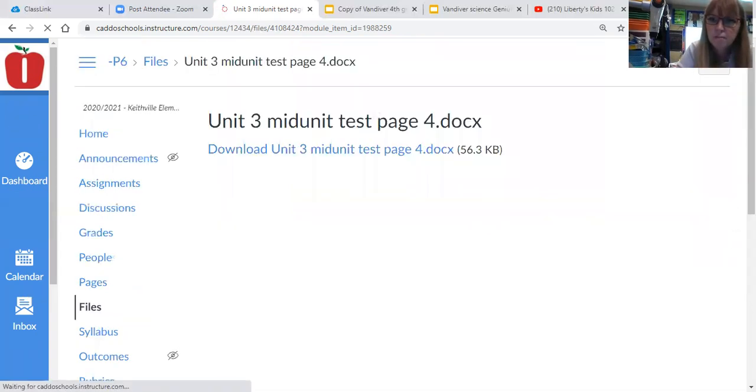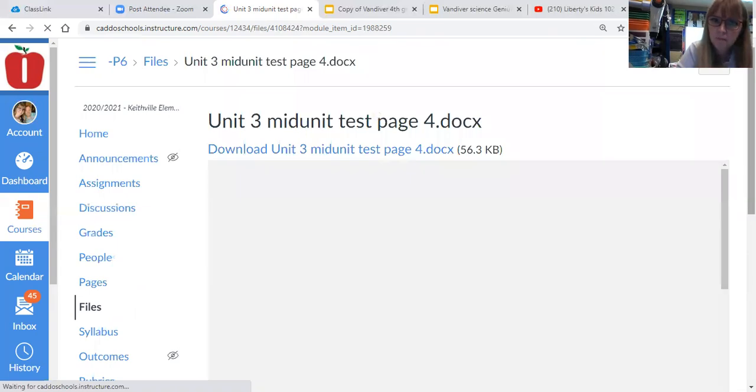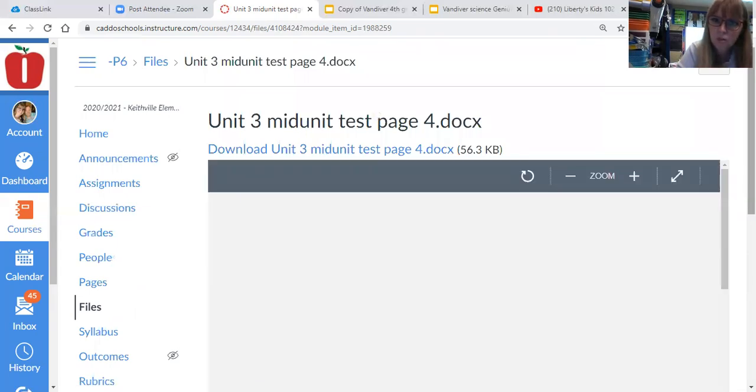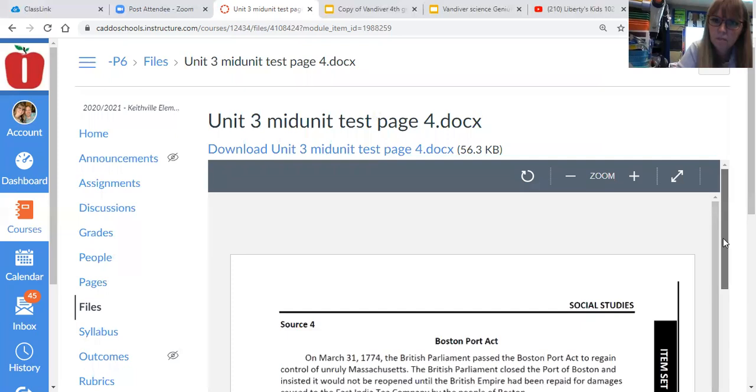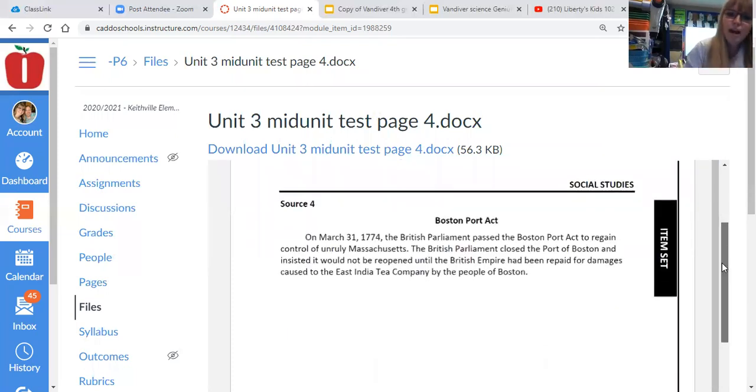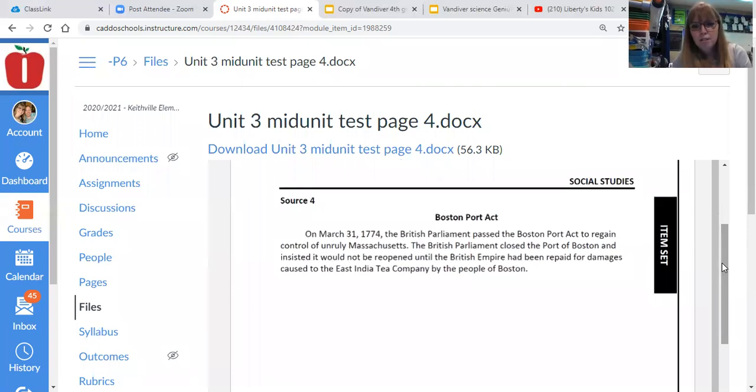Go on to the next page, to your source 4. Boston Port Act. On March 31st, 1774, the British Parliament passed the Boston Port Act to regain control of unruly Massachusetts. The British Parliament closed the port of Boston and insisted it would not be reopened until the British Empire had been repaid for damages caused to the East India Tea Company by the people of Boston.